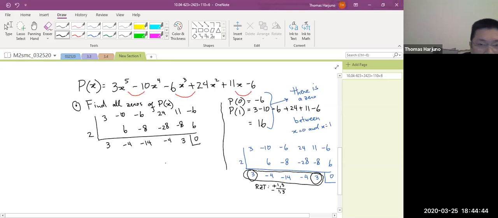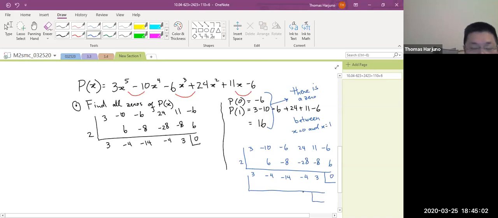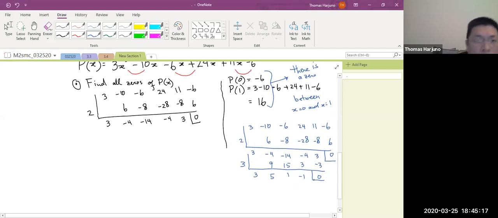Let me try 3. Let me do it here. Let me erase that first. Okay, now when I try 3, I can just continue from here. And hopefully at the end on the solution here, I have 0. But I never know. Let me try it first. 3 times 3 is 9. This is 5. 15. This is 1. This is 3. Negative 1 times. Oh yeah, that's 0. So 3 is also a 0. Nice, right?